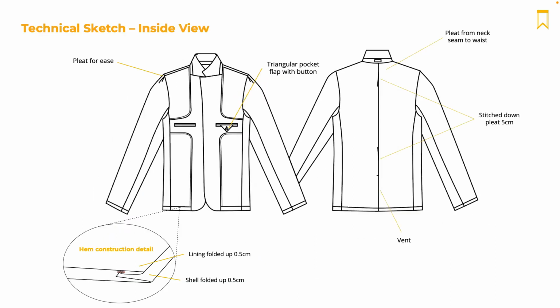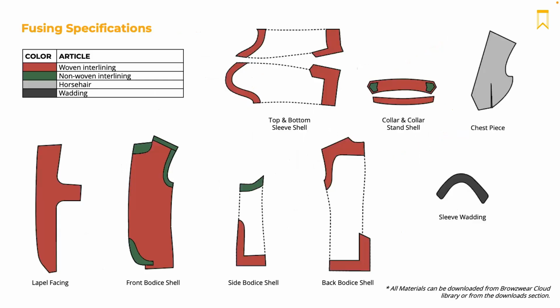Now let's take a look at the inside of the jacket. This jacket is fully lined, and there is a welt pocket detail on the inside of the jacket facing. The facing and the lining are joined with the piping detail. The jacket is a fused jacket with a chest piece.